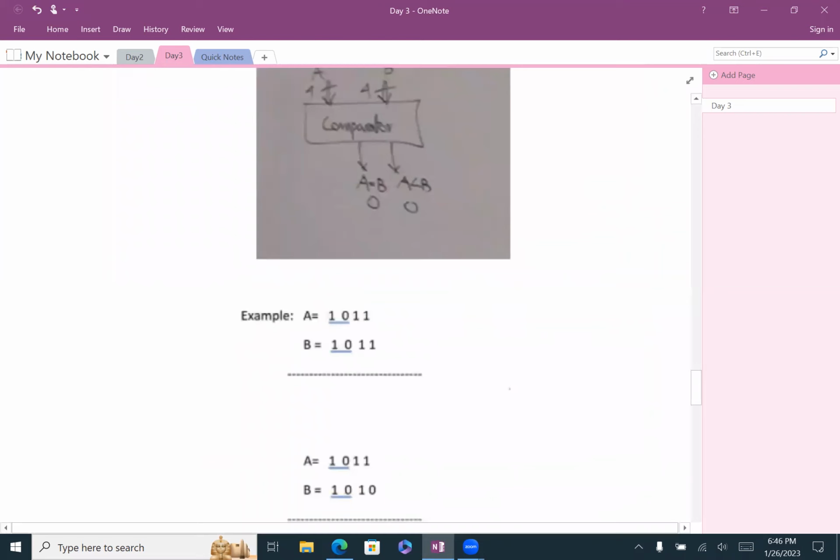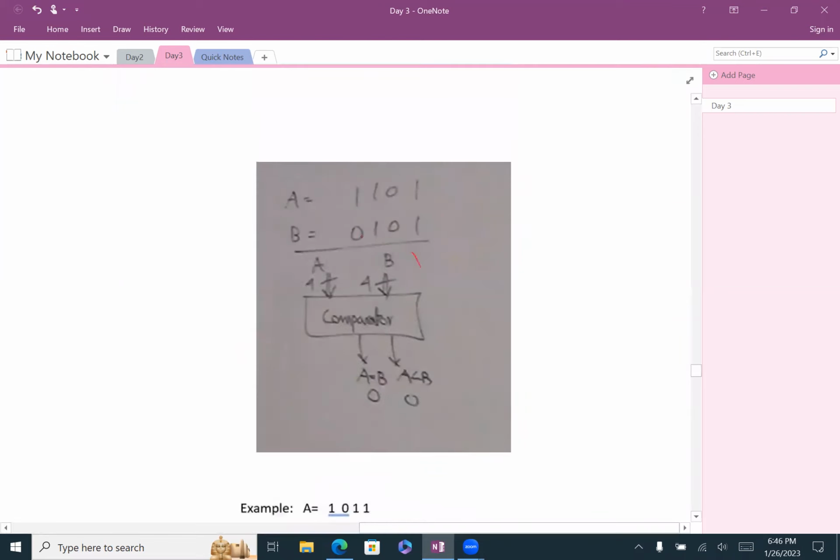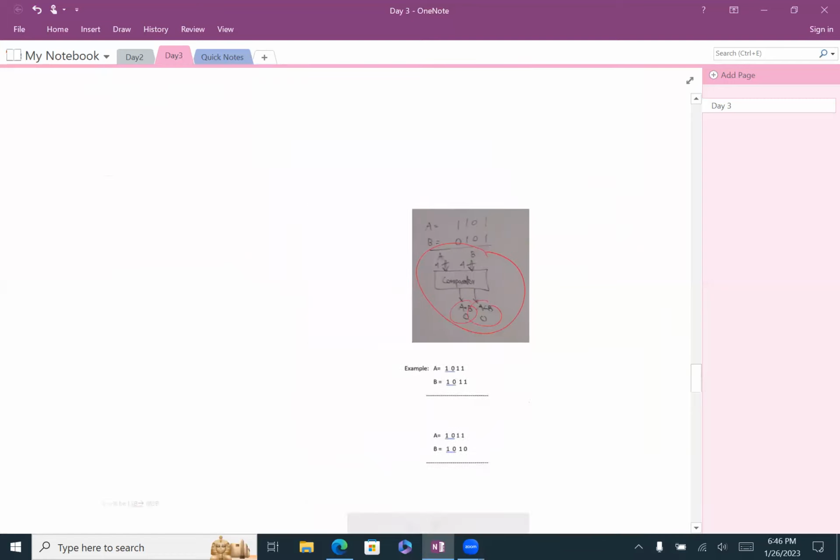Okay. So that's what we said here, correct? That's going to be our circuit. It's going to be A, B, and A equal B and A minus B. All right. That's for 4-bit.